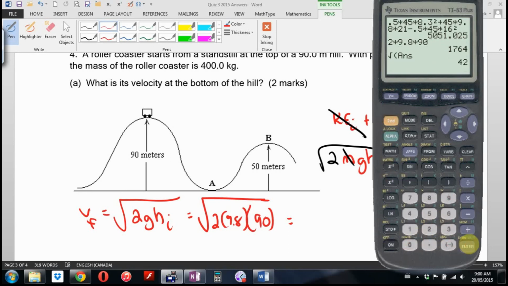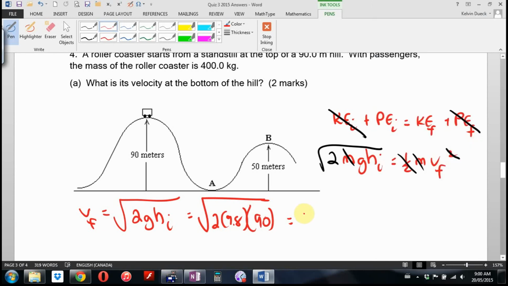Oh, this works out evenly. I stole this from the internet. Somebody did some nice math for me. 42 meters per second. For 2 marks, I would probably go half mark if I saw that, half mark if I saw that, half mark for that, and a half mark for the answer.